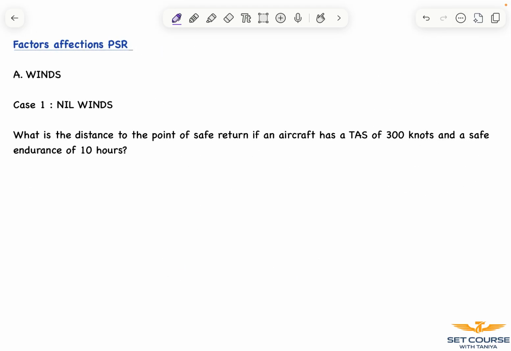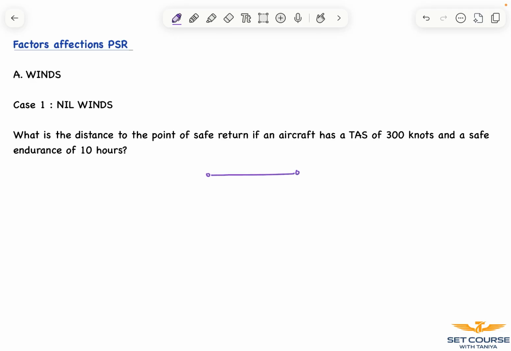Now let's discuss the factors affecting PSR with some numericals. The first one being winds, and case one of which is nil winds. Now we have a question: what is the distance to point of safe return if an aircraft has a TAS of 300 knots and a safe endurance of 10 hours? In this case, no winds are being mentioned, so this is a case of nil wind. Now let's draw the diagram.